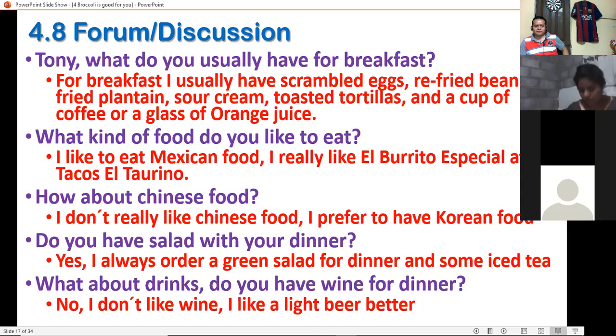For breakfast, I usually have scrambled eggs, refried beans, fried plantain, sour cream, toasted tortillas, and a cup of coffee or a glass of orange juice. Okay, good, good.